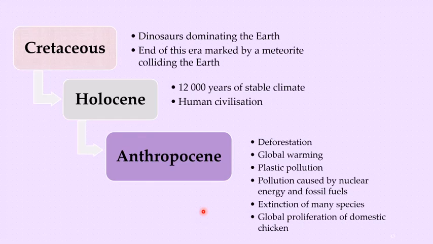Some of the geologists and scientists argue that right now we have already started this new geological epoch, and it is characterized by the following: deforestation, global warming, plastic pollution, extinction of many species, and also the global proliferation of domestic chicken. You know, domestic chicken, that is about the chicken that we all eat every day. So they are kept as livestock everywhere on Earth. So that's why we say global proliferation of domestic chicken.